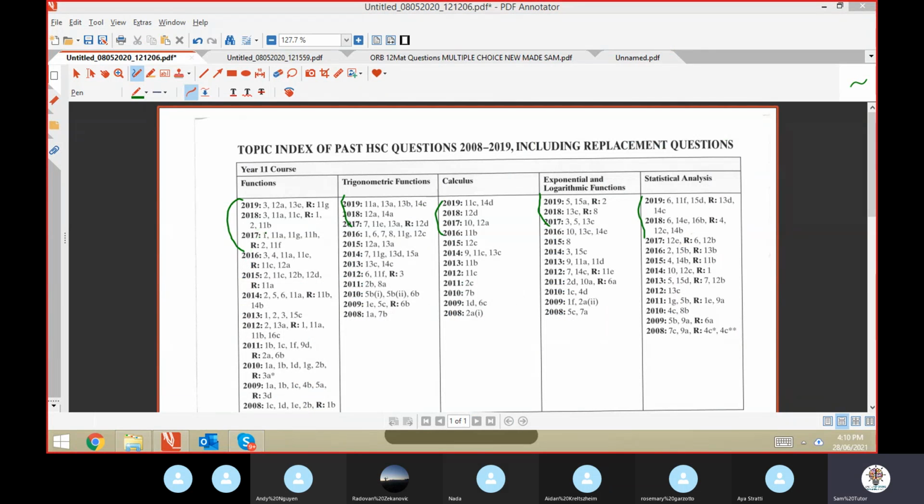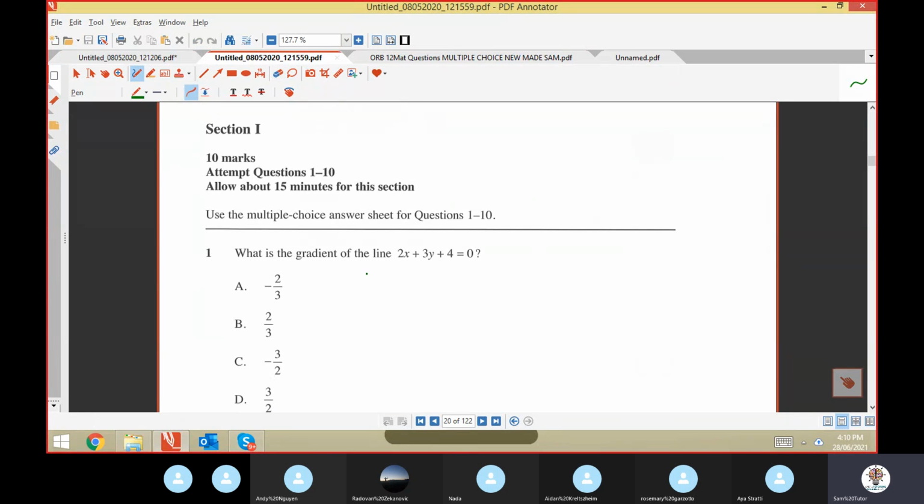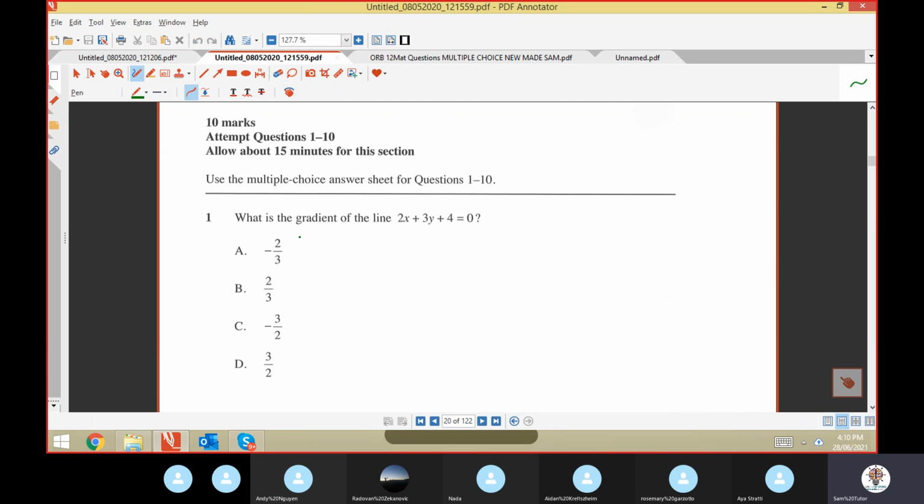All right. 2017 question 1. Let's start. 2017 question 1, and this is from the functions topic. What is the gradient of this line? That's nice and easy. Just make it in terms of y equals mx plus b, and then you should be able to find your gradient.